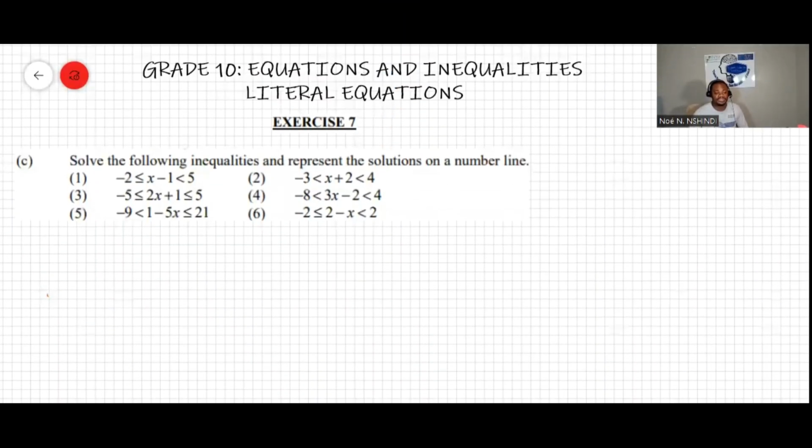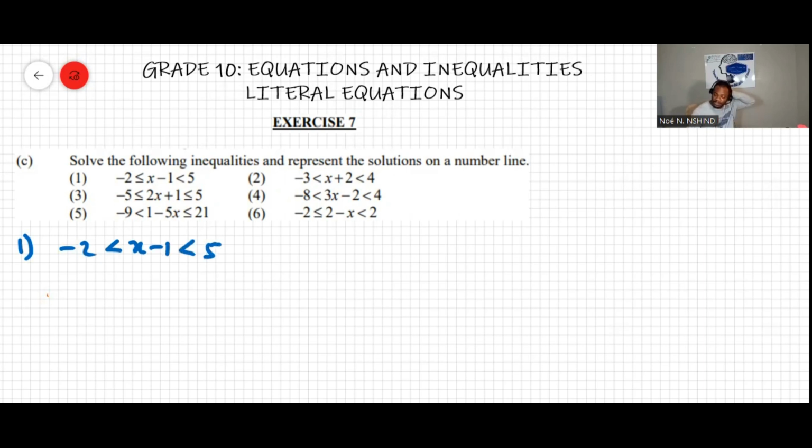Well, now we're going to do question C that says solve the following inequalities and represent the solutions on the number line. Now let's start with question 1. That makes -2 less than x minus 1 less than 5.